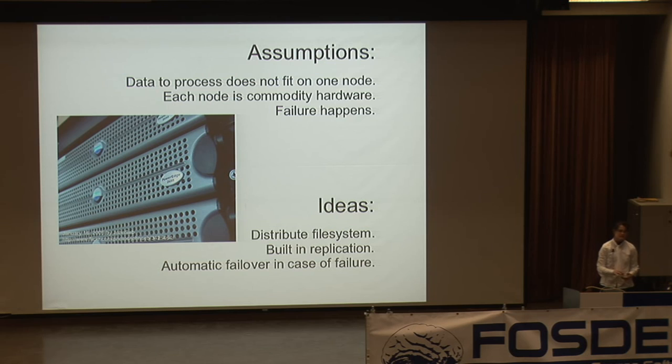What comes out of that is that failure happens. The idea is to distribute the file system, to build replication into the file system. Built-in replication means that every file that is stored in the file system is replicated by default 2 times, so it's available 3 times. And you have automatic failover in case of failure.